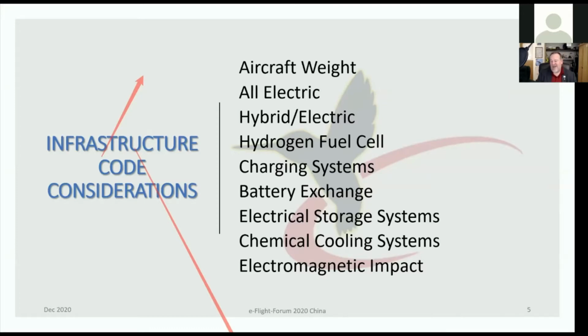Then there's the electromagnetic impact. What impact does all that electricity have on the aircraft navigational system? What does all that electromagnetic energy have on a human being?